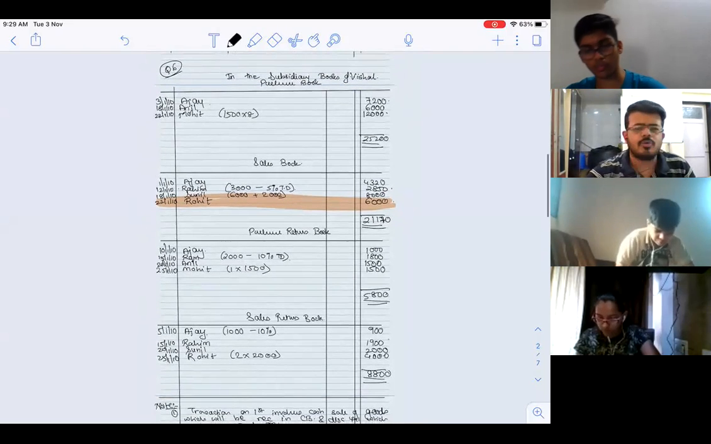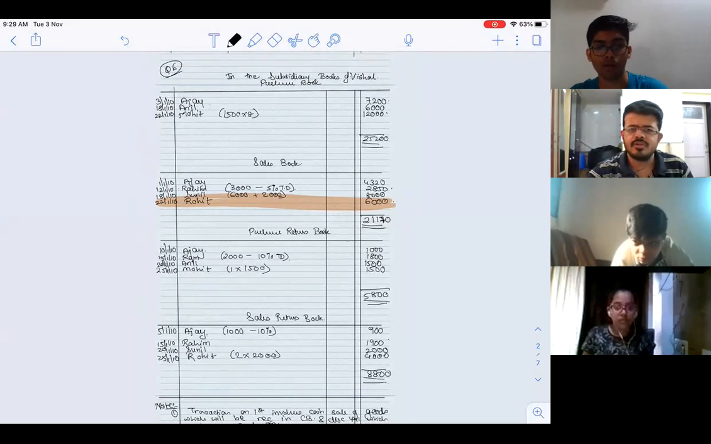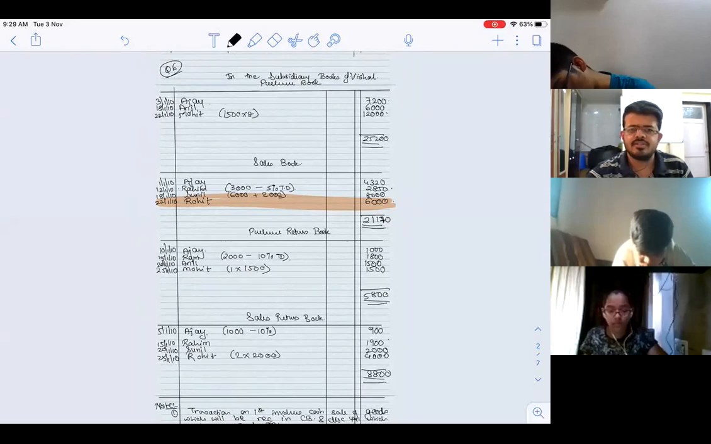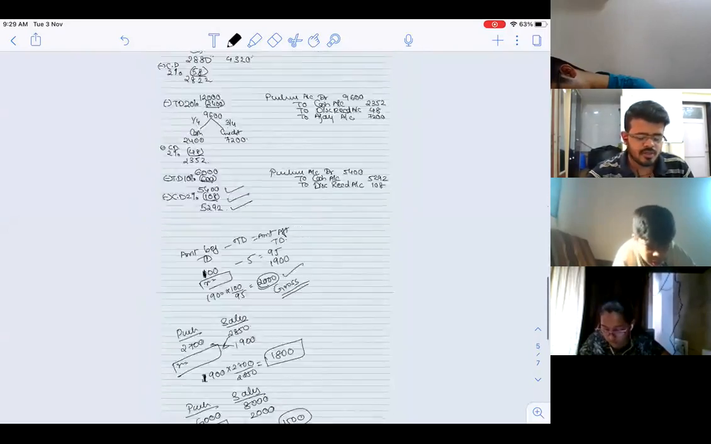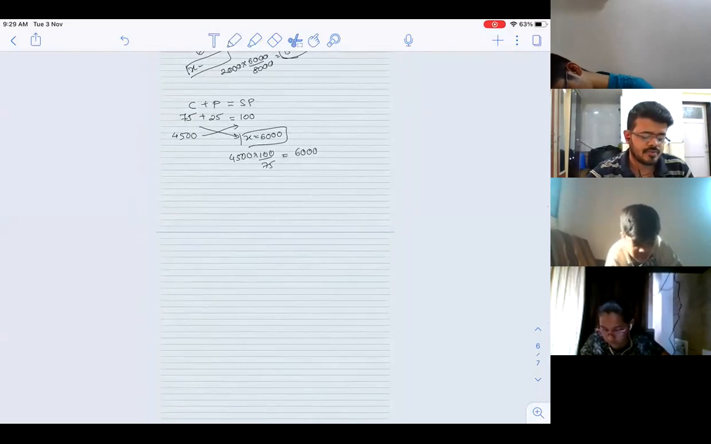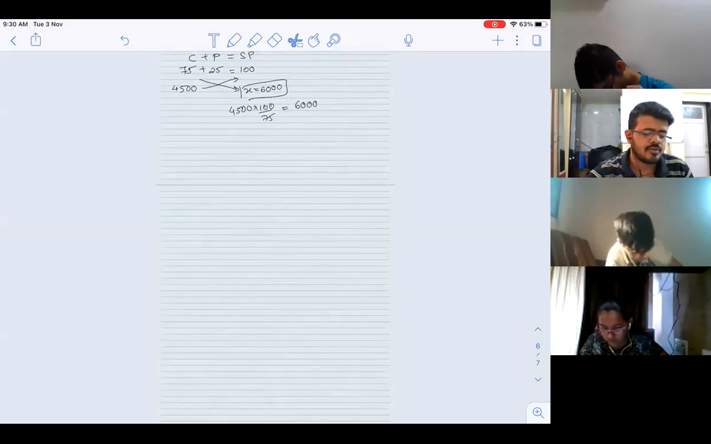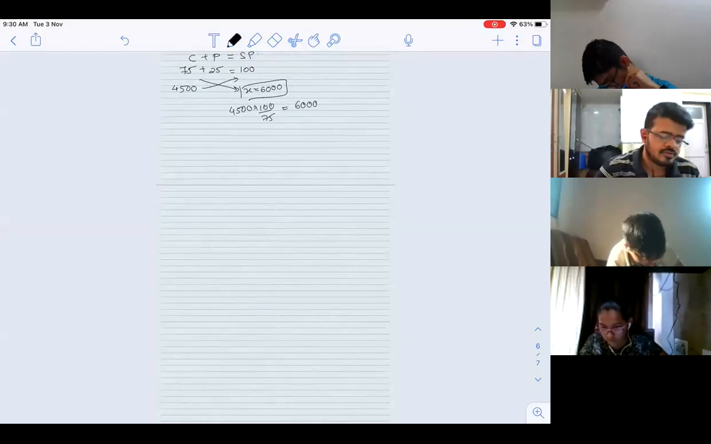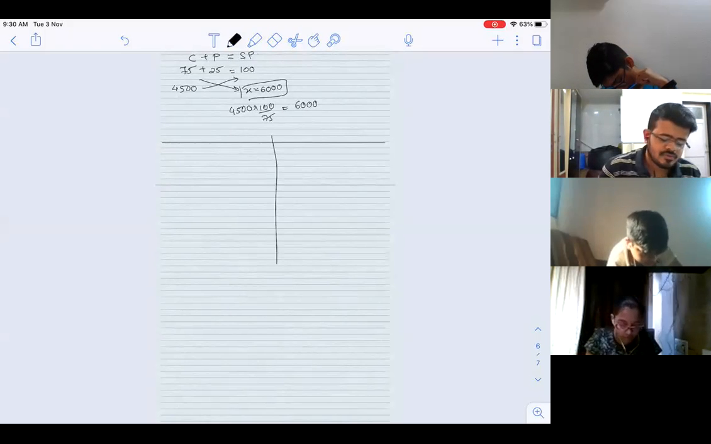Draw the 3 accounts one side. Purchase account, return. What is return outward account? Purchase return account. Purchase return. What is return inward? Sales return. You know that, right? Return inward is sales return. Return outward is purchase return. Drop the accounts. Just 3 ledger accounts.